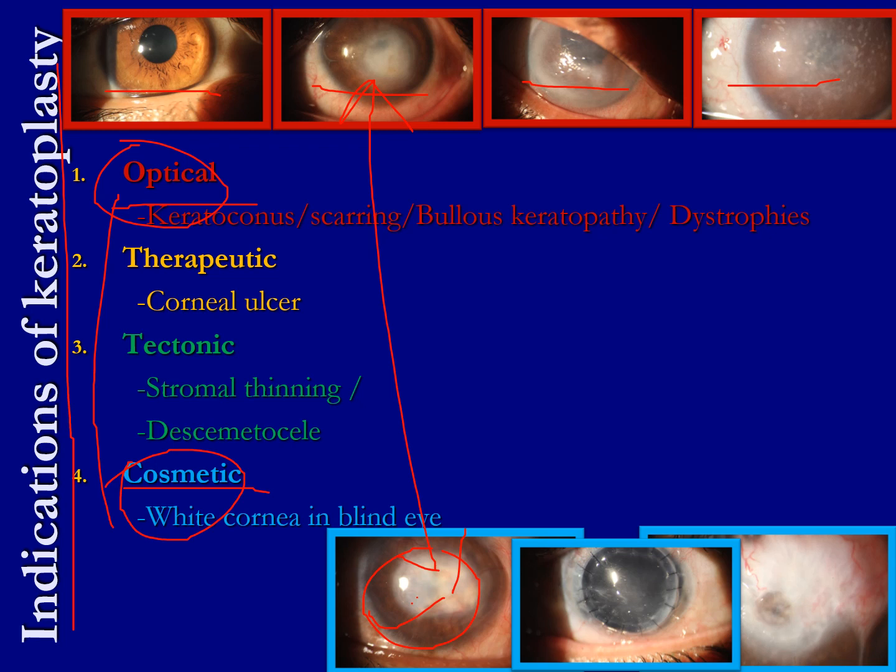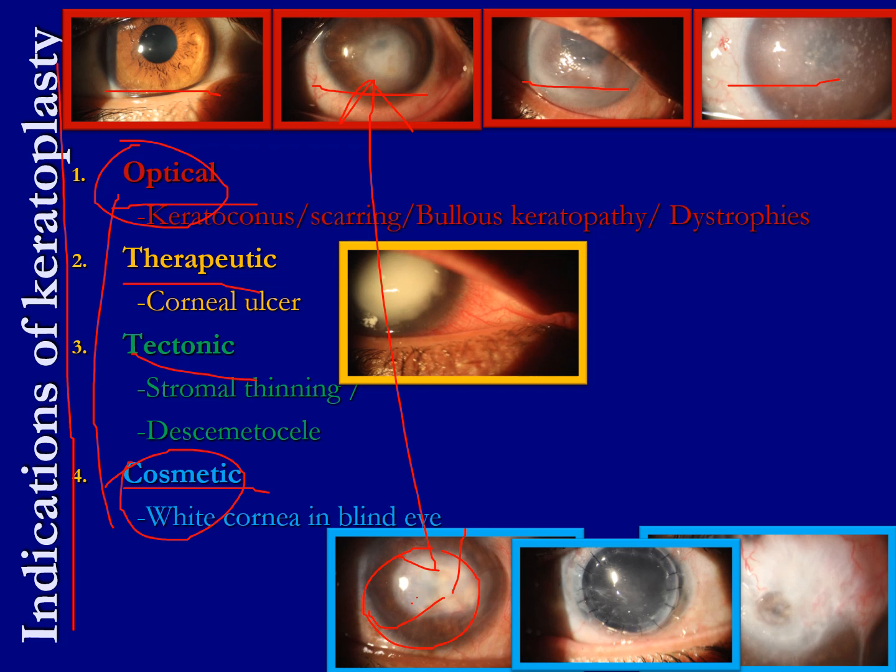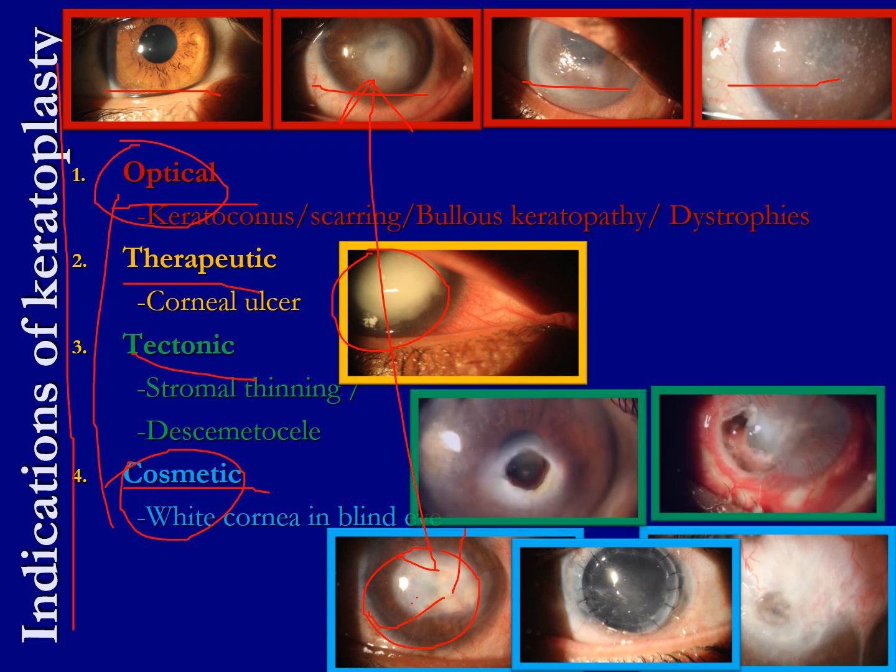Then the 2 others are therapeutic and tectonic. In therapeutic, we do it to treat a condition, like this patient has got a corneal abscess. We want to treat it, so it's a therapeutic keratoplasty. In the tectonic, it means restoring the anatomy of the cornea. Here the cornea is very thin with the descemetocele, and here the cornea is perforated. So to restore the corneal integrity, we do the tectonic keratoplasty.